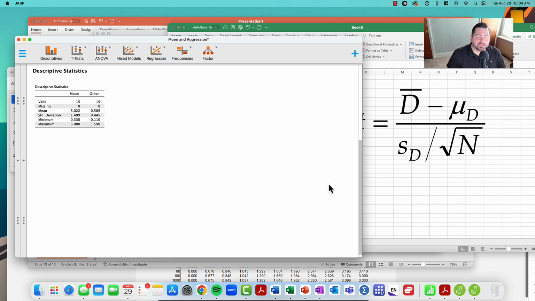And so this walks you through the process of how to understand the context of what a paired sample t-test is, how we would calculate the data in Excel, and then how we would verify our data in JASP.